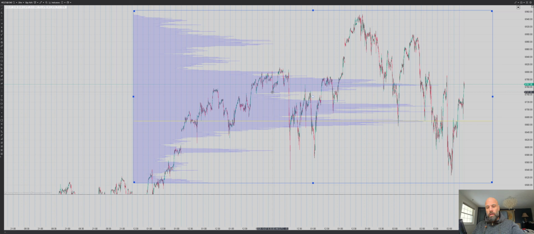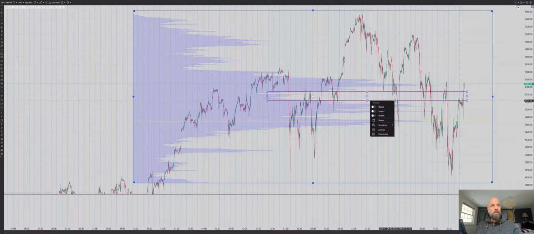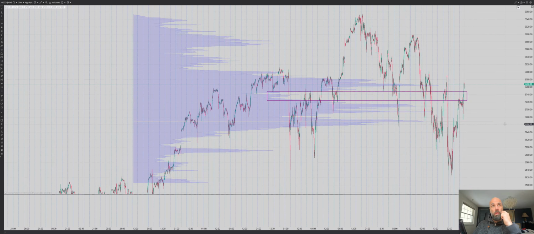So what I do is I'll outline the low volume nodes because those are decision points. Something very often happens there at a low volume node. So I'll do something like this where I'll just print a little rectangle, and I'll make it global so that I can see it on all of my charts.